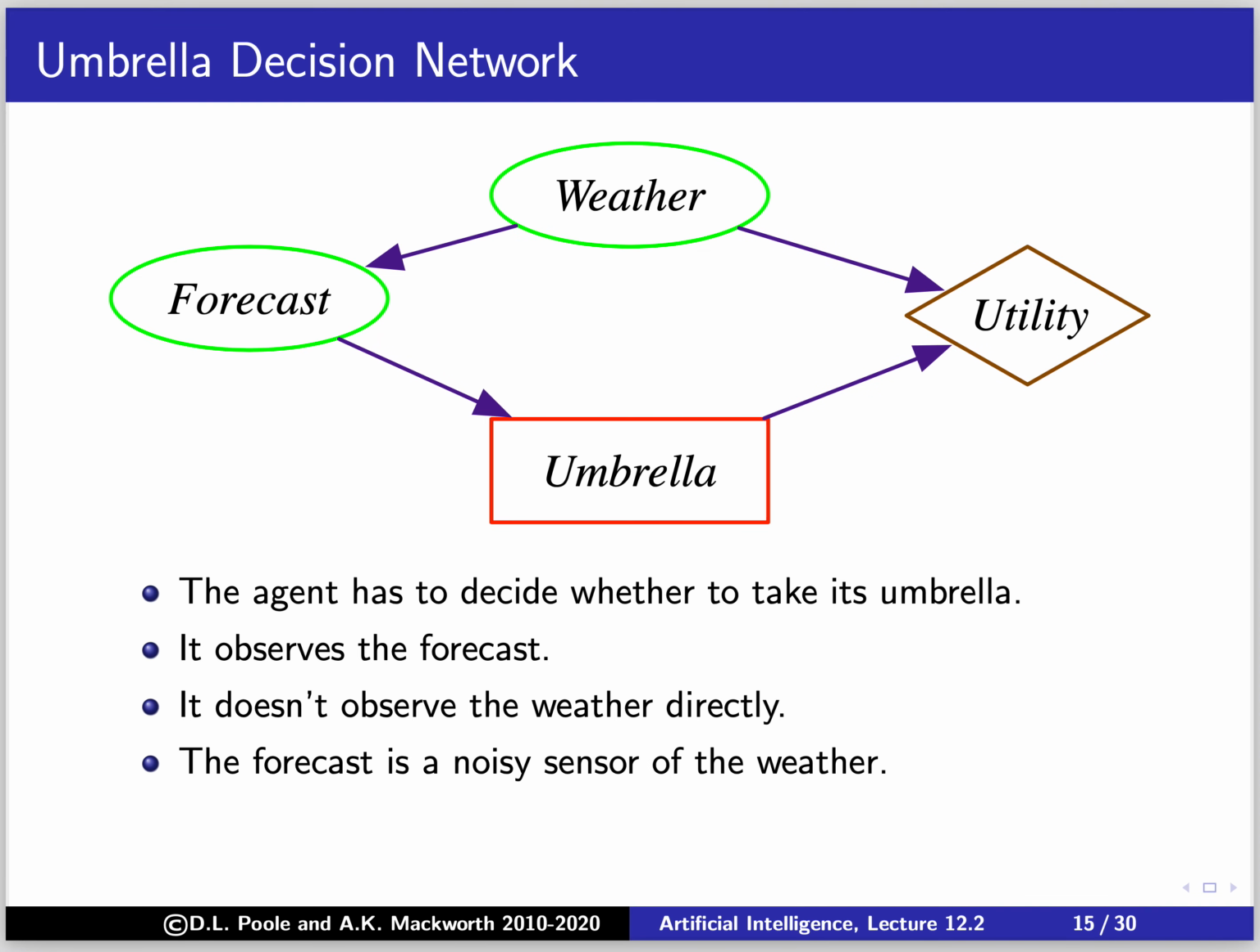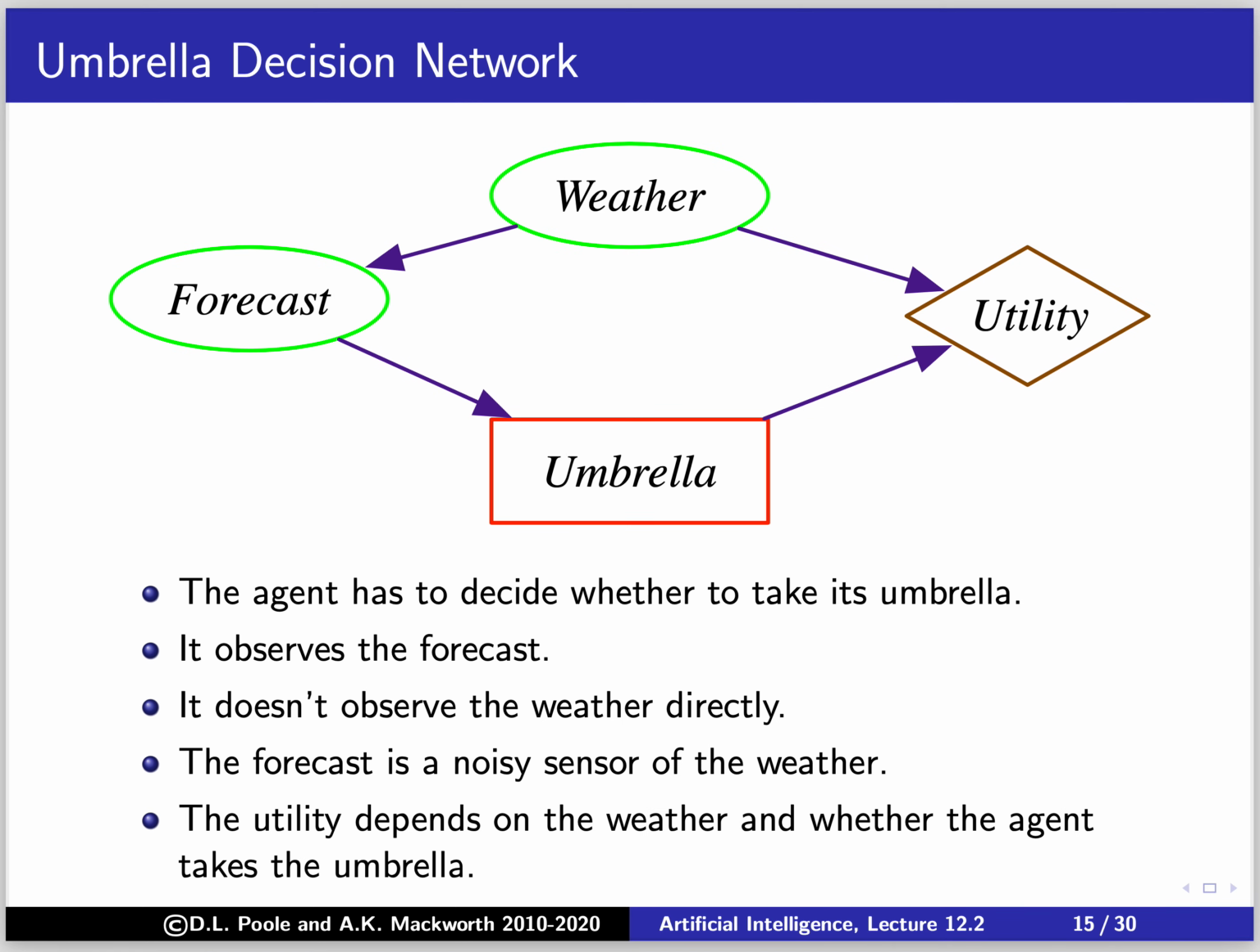The forecast is, in some sense, a noisy sensor of the weather. It's information about what's happening outside in the weather system. We get a forecast that depends on the weather, not independent of it. We only observe the forecast. We don't decide the forecast. We do decide whether to take an umbrella. My utility depends on the weather and whether I take an umbrella. So it depends on those two things. The utility doesn't depend on the forecast. Whether you're happy at the end of the day doesn't depend on the forecast.